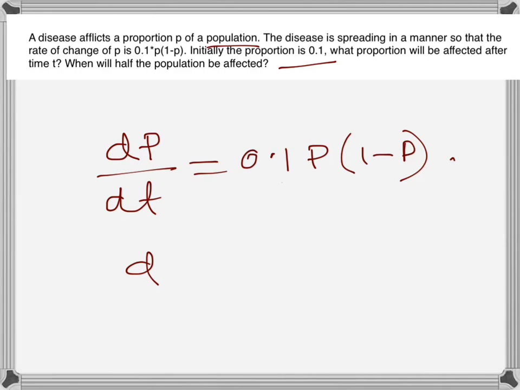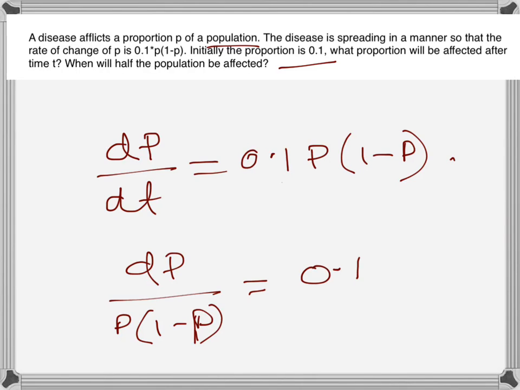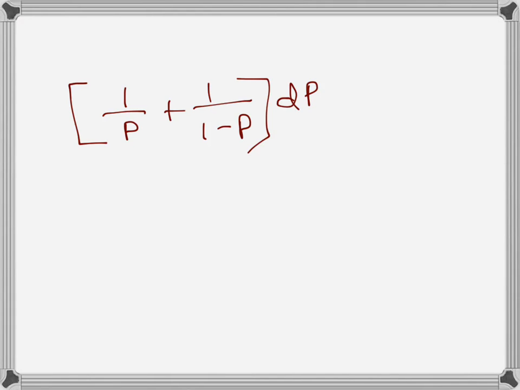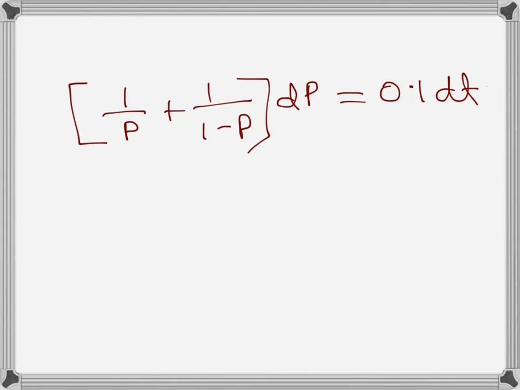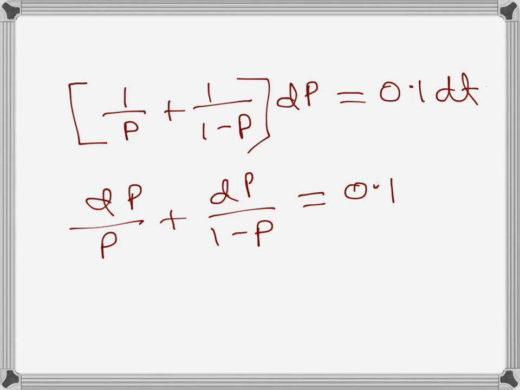So this can be written like this: dP over P(1 minus P). I am rewriting it, taking the P on one side and t on the other side. So this can be written as (1 over P plus 1 over 1 minus P) dP equal to 0.1 dt. This fraction can be written as a partial fraction, so this is dP over P plus dP over (1 minus P) is equal to 0.1 dt.